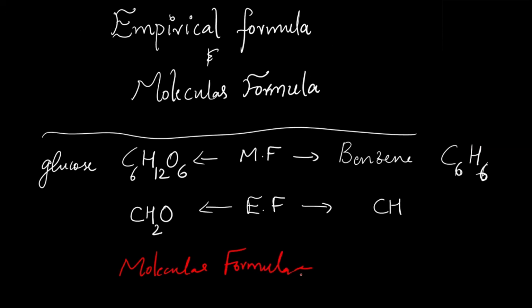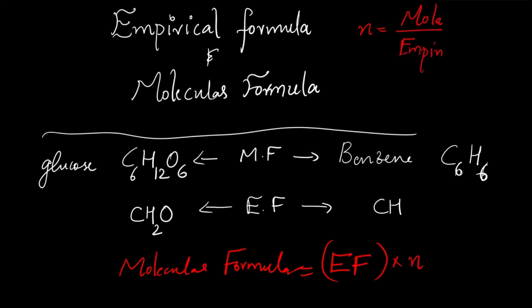So you have to multiply this empirical formula with a number, n. And what is that n? n is equal to the molar mass of the compound, which you will be given. You have to divide that molar mass by the empirical formula mass.